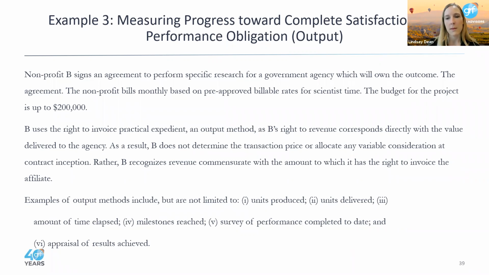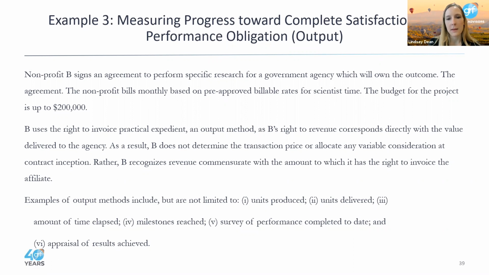So when you looked at the first step of determining if this is a contract or exchange transaction or a contribution, they've said this is an exchange transaction. And in this particular case, the budget is for up to $200,000. And they're using a pre-approved billable rate. I know we talk about this a little bit later in the presentation, so I'm just going to say that for this example, they're using the right to invoice practical expedient and the output method.